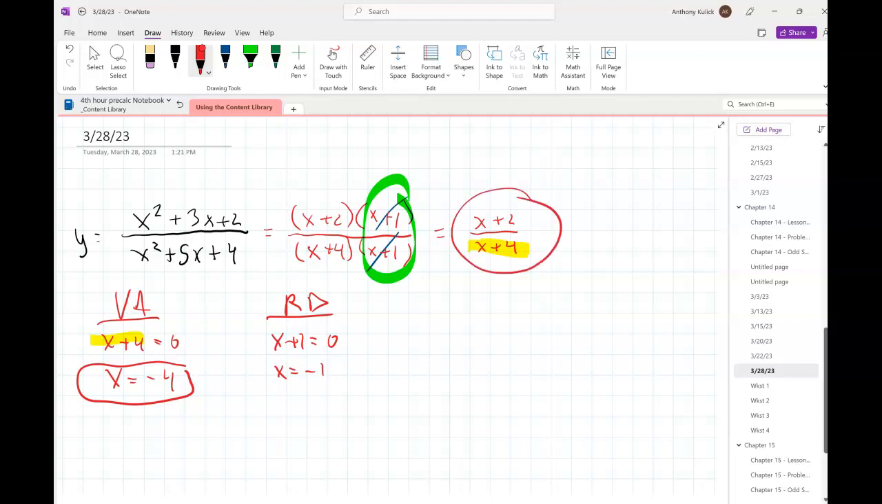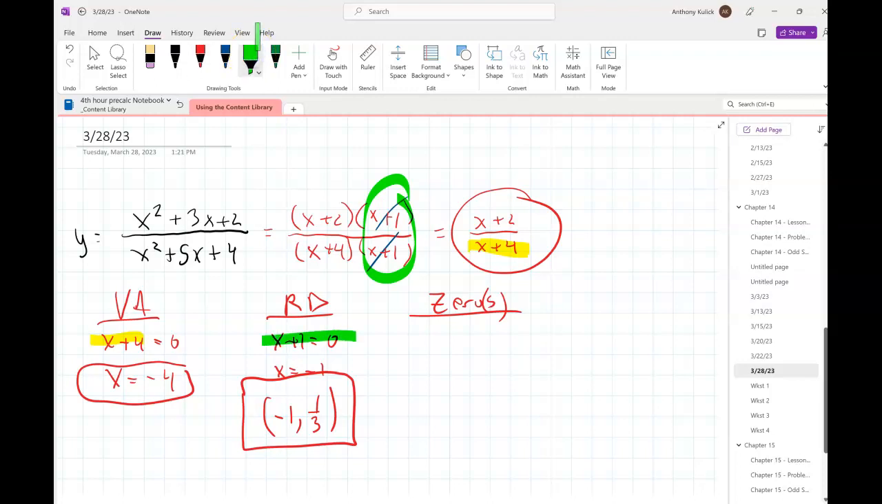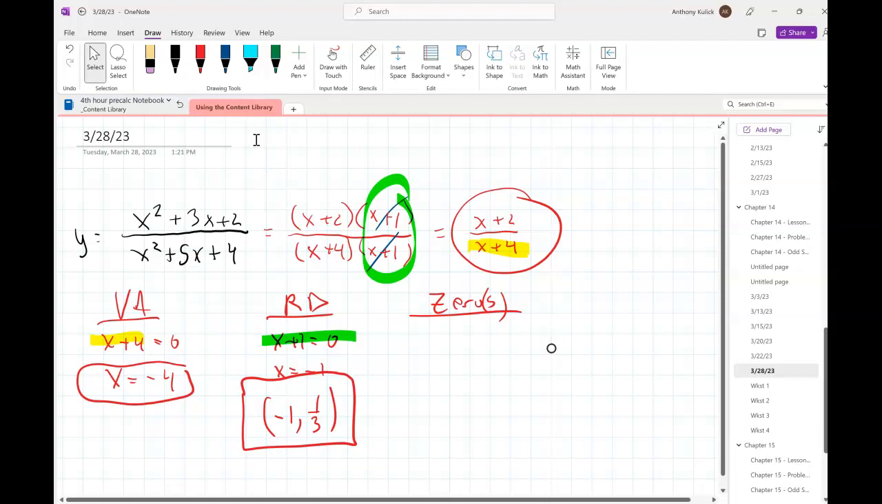I plug it in there. So when I plug -1 for the top, I get 1. When I plug it into the bottom, I get 3. So there's the location for my removable discontinuity. What if I wanted the zeros? How do I get those? Without using the calculator, you could do that, I guess. But, like, come on.